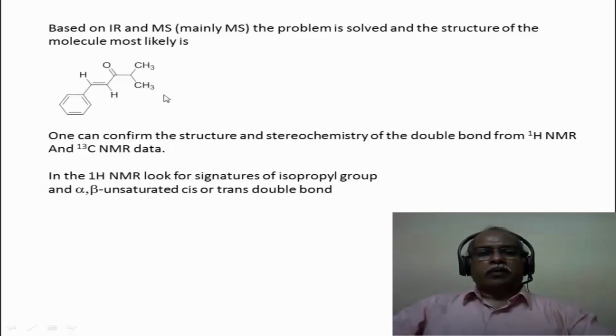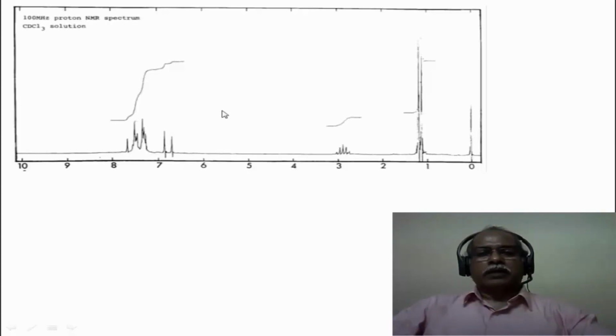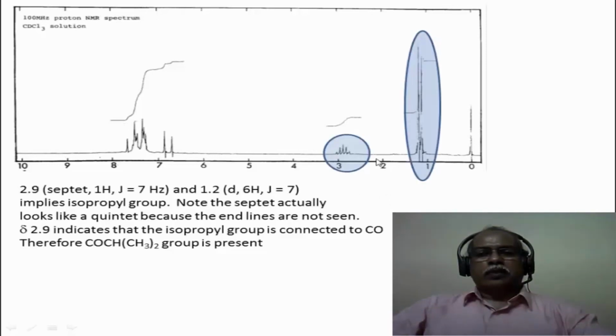One can confirm from the proton NMR data as well as from the carbon 13 NMR data whether the actual molecular structure fits this data also. Since we have identified an isopropyl group, we should look for signatures of the isopropyl group in the proton NMR spectrum, and also look for an alpha beta unsaturated trans double bond or a cis double bond. This is the proton NMR spectrum of this compound. One right away sees the signature of the isopropyl group.